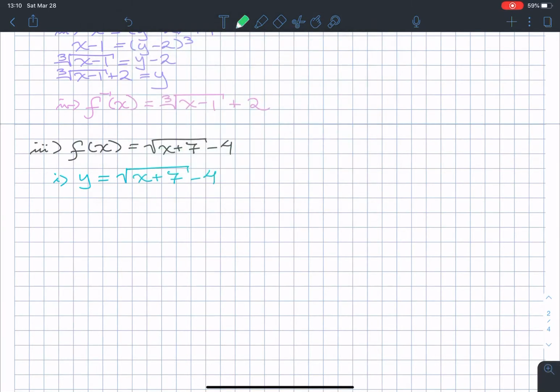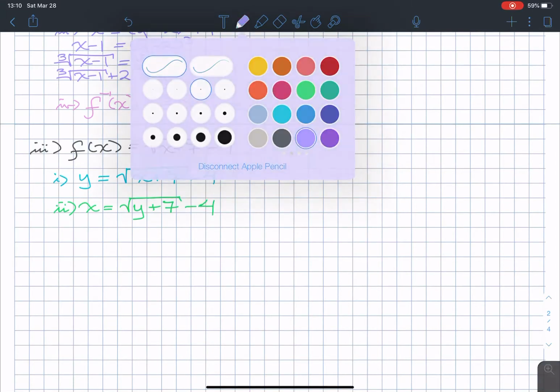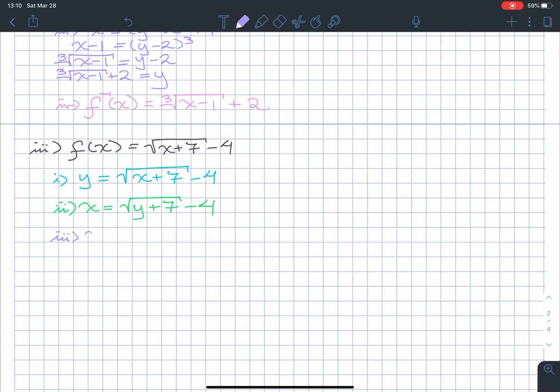Step 2 is we swap x and y. So now this is x is equal to the square root of y plus 7, from which we're subtracting 4. Step 3 is to solve for y. So I'm going to add 4 to both sides. So x plus 4 will be the square root of y plus 7. To undo the square root, I'll square both sides. So quantity x plus 4 squared will be y plus 7. And now I'll subtract 7 from both sides, so quantity x plus 4 squared minus 7 is equal to y.